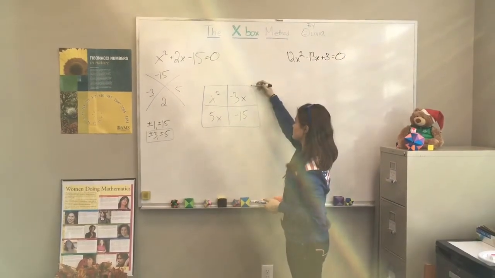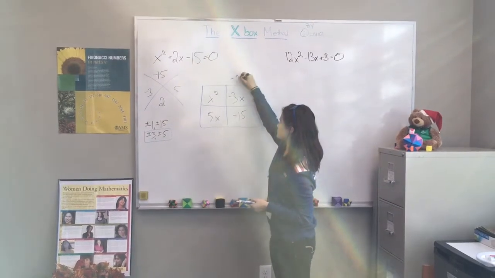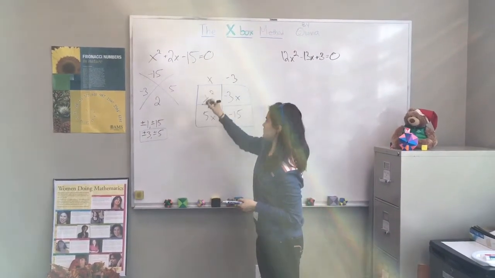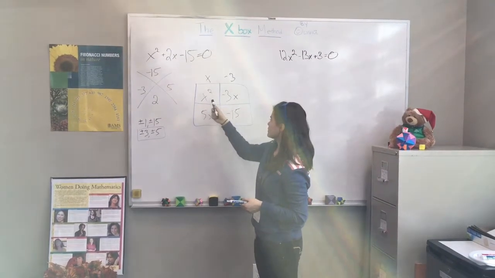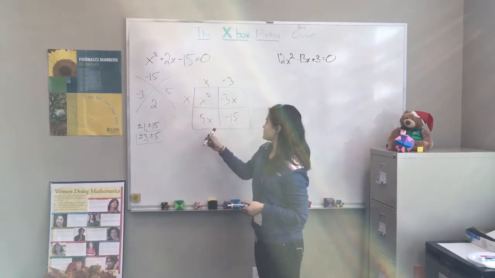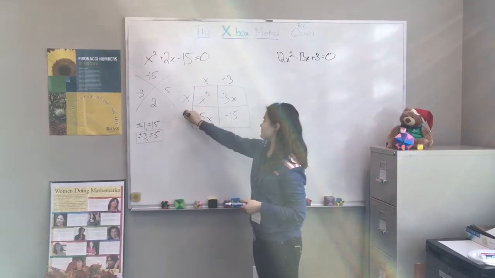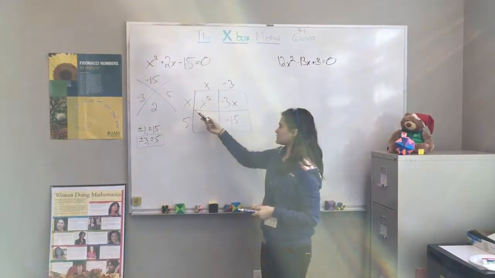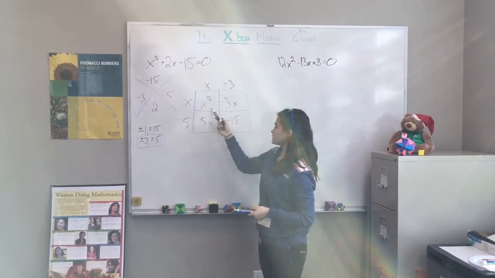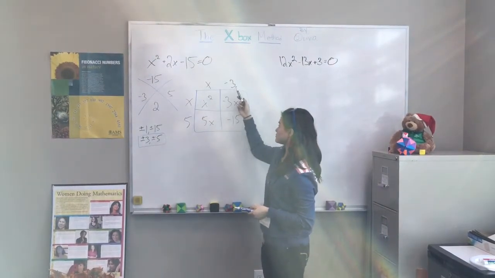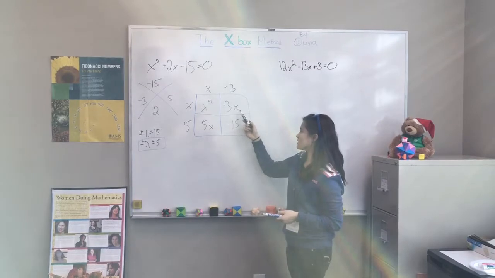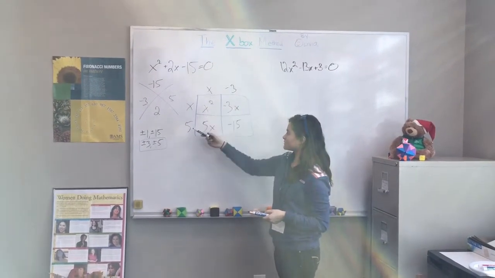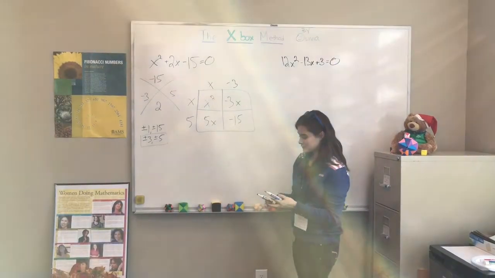So in this column, they both have a negative 3 in common. In this column, they both have an x in common. In this row, they just have an x, and in this row, they have a 5. At this point, you can actually check yourself. So you can see that x multiplied by x will get you x squared. x multiplied by negative 3 will get you negative 3x. Negative 3 times 5 is negative 15, and x times 5 is 5x.